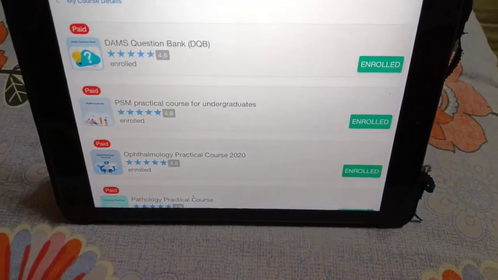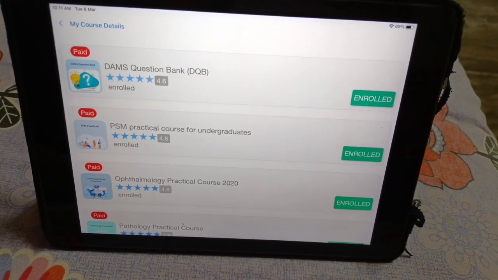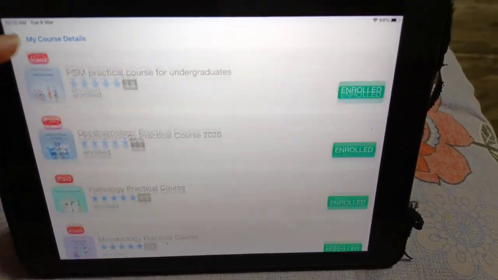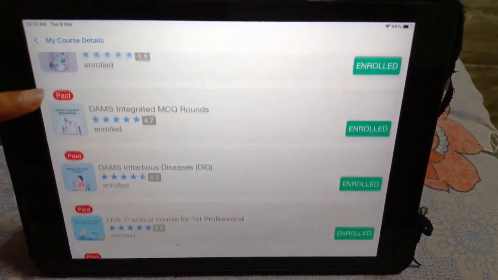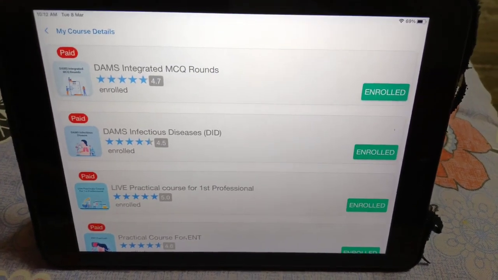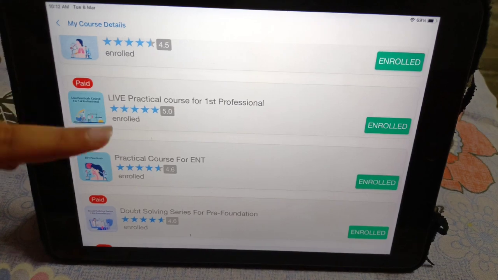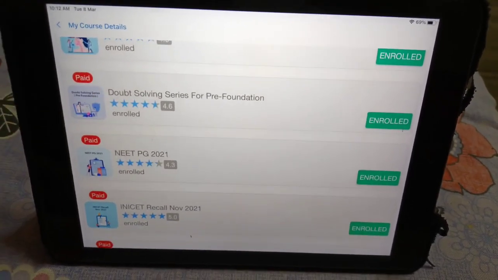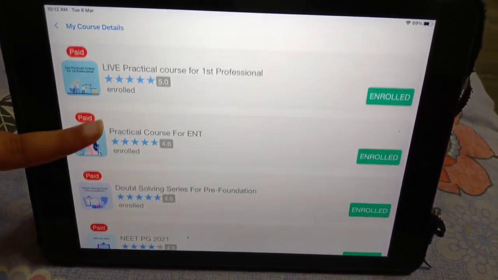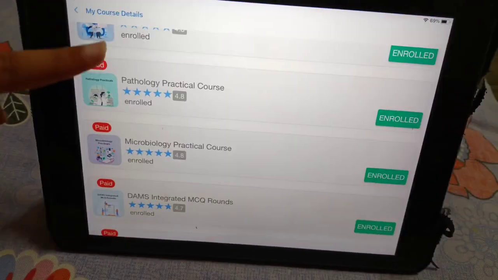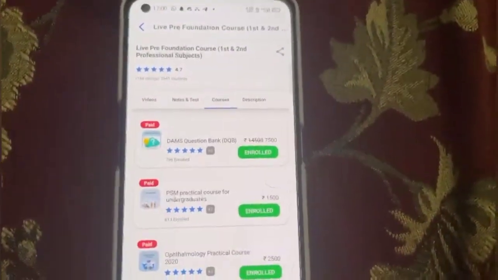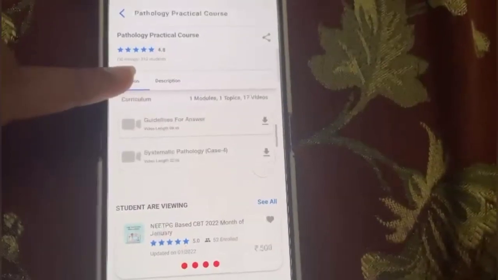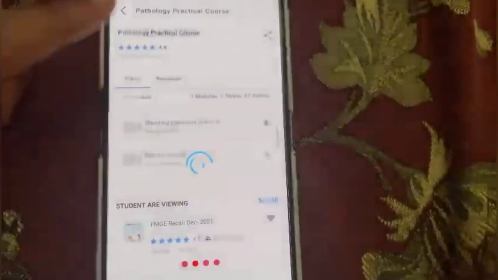Apart from the video lectures, DQB, concept book, CRs, we also have practical courses. In the pre-foundation course, we got PSM practical course, ophthalmology, pathology, microbiology. Then we have DAMS integrated MCQ round. Then we have infectious disease. Then we have first professional class subjects practical course. Then we have ENT. These were the practical courses. In practical course, I will be seeing pathology. In pathology, I'll be seeing bleeding disorders cases.